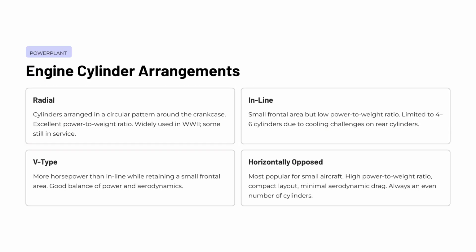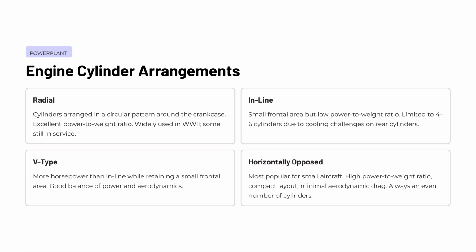There are 4 primary engine cylinder arrangements used in aircraft, each with distinct characteristics that make them suited to different applications. The radial engine arranges its cylinders in a circular pattern around the crankcase, offering an excellent power-to-weight ratio. This design was widely used during World War II, and some radial engines remain in service today.